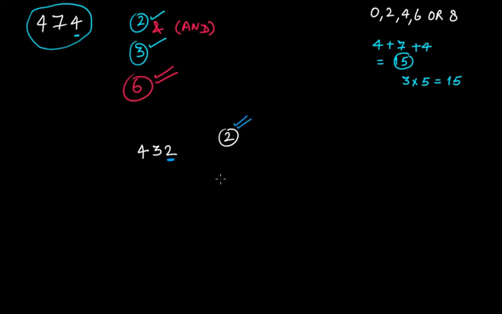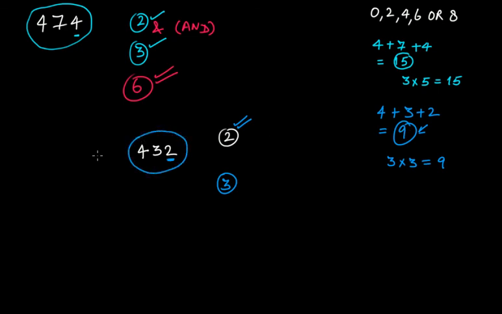And what about the number 3? To check whether this number is divisible by 3 or not, we'll just add all the digits, that is 4 plus 3 plus 2, and you'll get 9. And 9 is divisible by 3 because 3 times 3 is 9, right? Since the sum of these digits is divisible by 3, therefore this number is divisible by 3. Therefore it satisfies our condition, that is, if any number is divisible by 2 and it is divisible by 3 also, then that number will be divisible by 6 also.